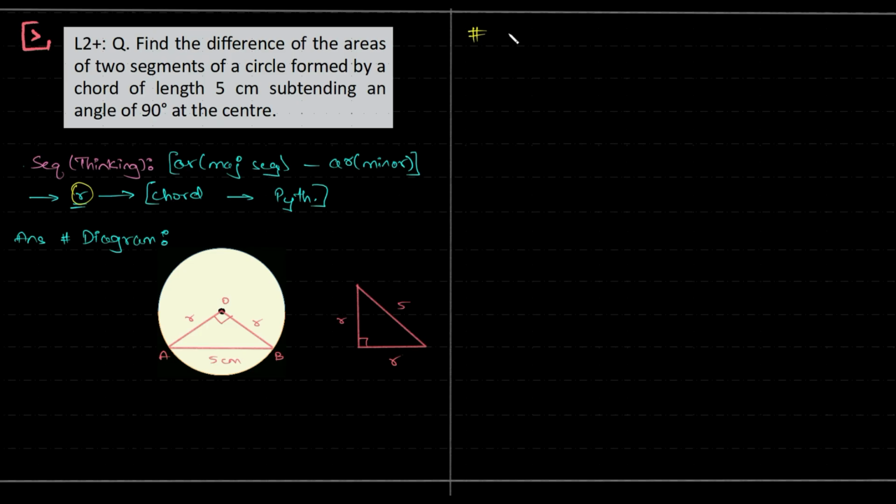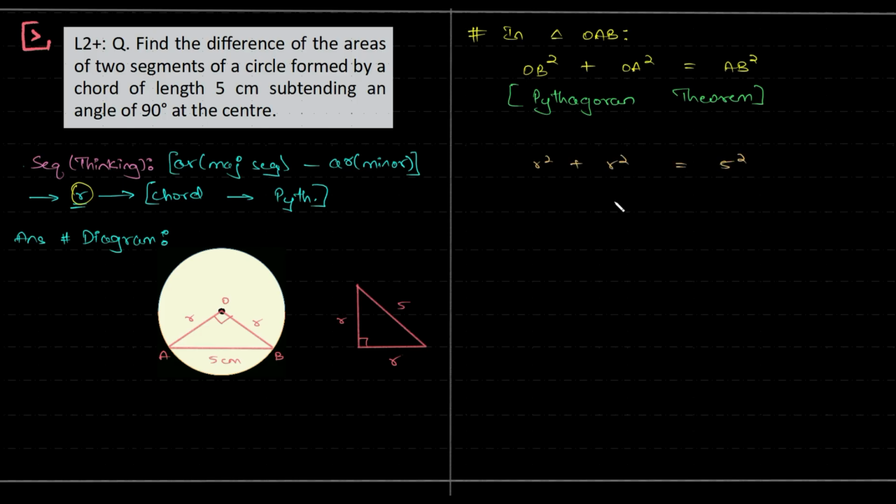In triangle OAB, what do we have? We have OB square plus OA square is equal to AB square. How are we able to say this? Because of the Pythagorean theorem. So what do we have here? R square plus R square is equal to 5 square. So 2R square is equal to 25, or 5 square itself.